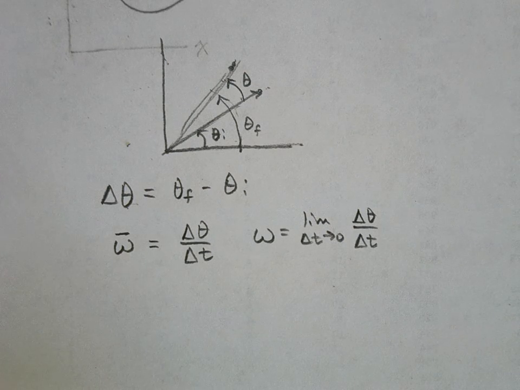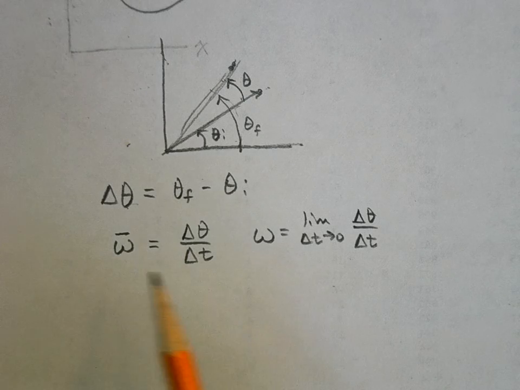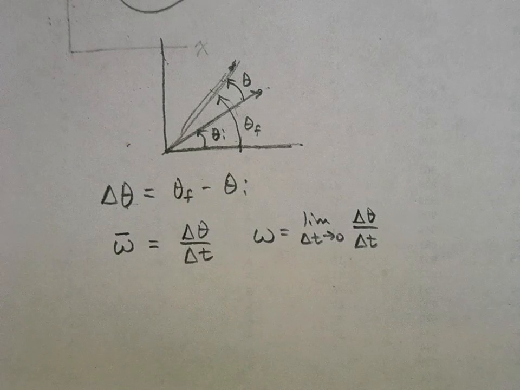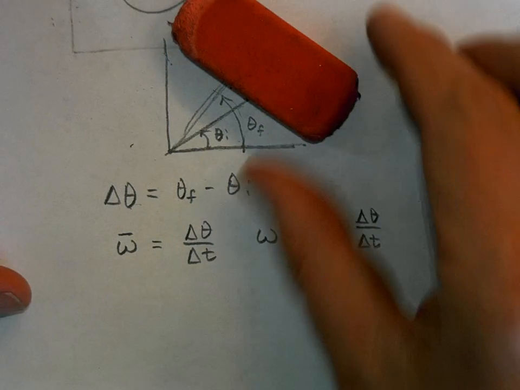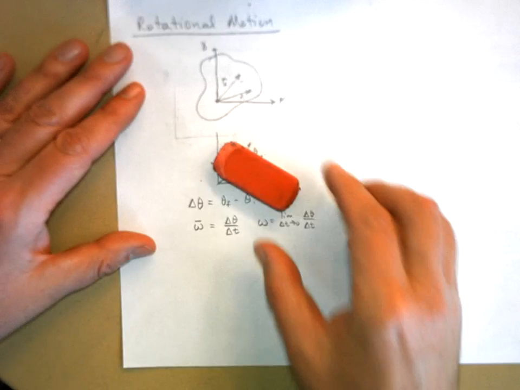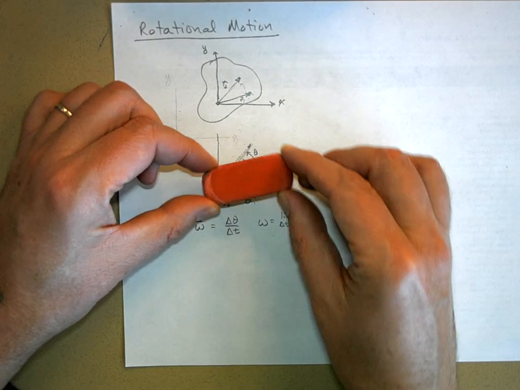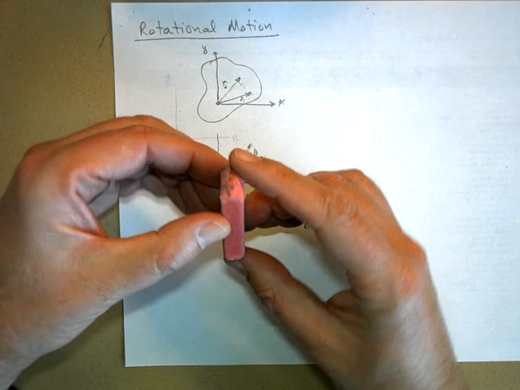Now, I want to talk about the direction of this for a little bit. Are these vectors? Is theta a vector? Well, that's a good instinct. It's not a vector like we've been thinking about in terms of a magnitude and a direction, I mean, a spatial direction. But it does have an orientation in space. If I take this eraser right here, and I try to rotate it like this, that's a different rotation, isn't it, than if I have it turned like this and I rotate it like this.